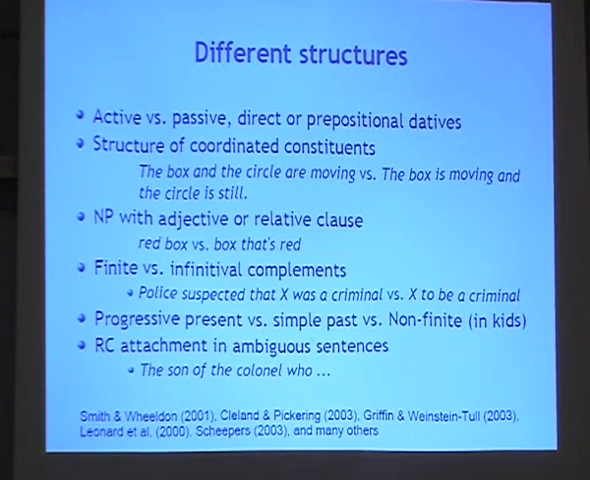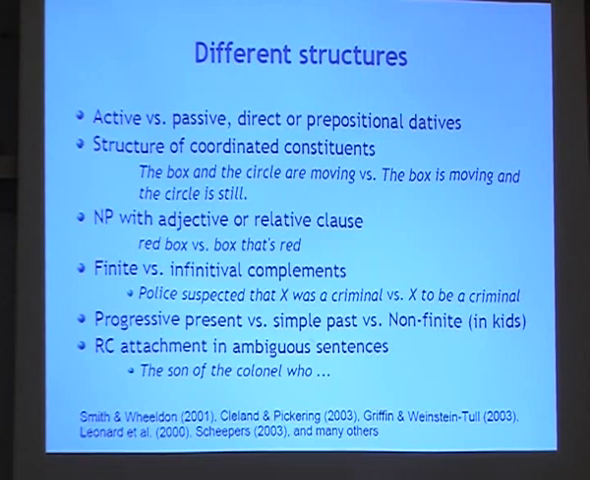The examples I talked about mentioned the active versus passive sentences or direct or prepositional datives, but a number of different structures have been examined and manipulated in structural priming experiments. So, structure of coordination or coordinated constituents versus sentences, the structure of noun phrases, adjective modified or relative clause modified, finite versus infinitival complements of verbs, progressive versus simple past. This is from a children's experiment by Larry Leonard. Also, the relative clause attachments in ambiguous sentences.